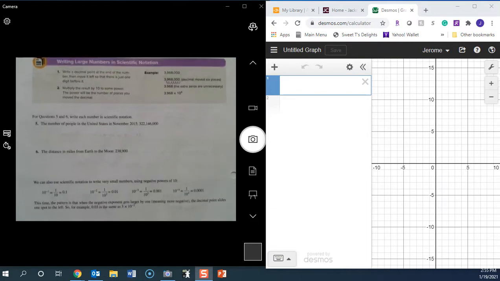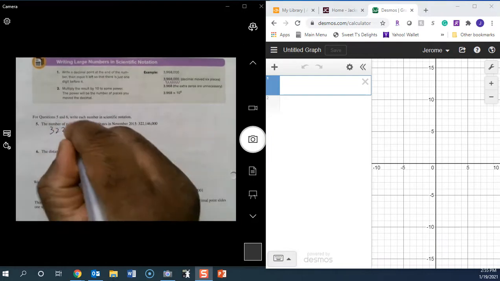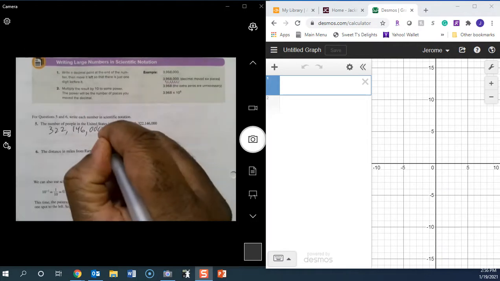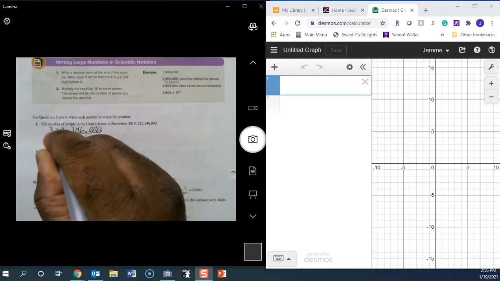So now for questions 5 and 6, write each number in scientific notation. The number of people in the United States in November 2015 was 322,146,000. Okay, so now we want to rewrite this in scientific notation. Now, when you have a large number like this and you don't see any decimal, it's assumed that the decimal is at the end of the number. So our first step is to move this decimal until there's one non-zero number in front of the decimal.